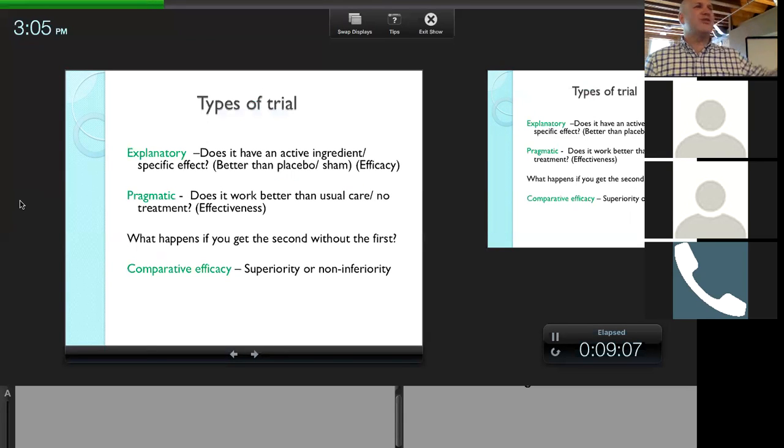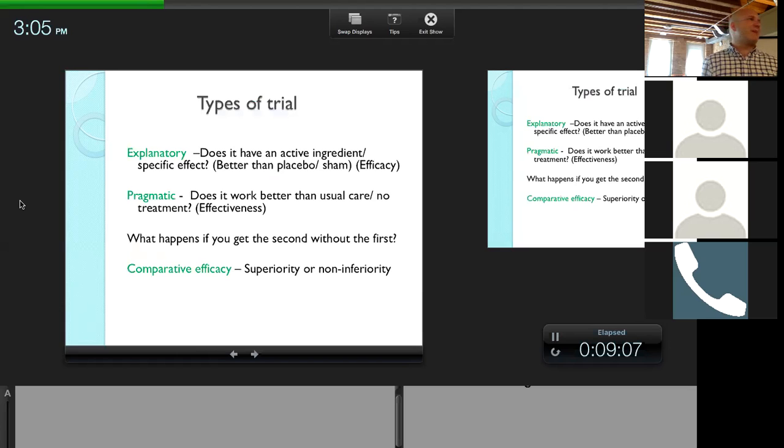So we've already touched on this when we were trying to decide what question we were asking about dry needling this morning. There are different types of trial. You can break them down into explanatory or efficacy trials, which is really asking, does this treatment work under ideal conditions, or does it have a specific effect, an active ingredient specific effect? Explanatory or efficacy trials tell you something about the mechanism behind the outcomes that you observe, right? So we were looking at an efficacy or explanatory trial when we decided in the end to use a placebo control rather than a usual care control.